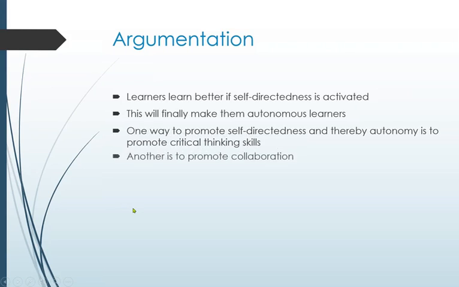One way to promote self-directedness, and thereby learner autonomy, is to promote critical thinking skills. All of you will be familiar with the new education policy that is in place, and it emphasizes a lot on the importance of higher order thinking skills. But how far we are affecting this beyond the systems, and how we actually foster it, is a question. Another way is learner-teacher collaboration, and using self-directed activities from Bloom's taxonomy for classroom transactions.